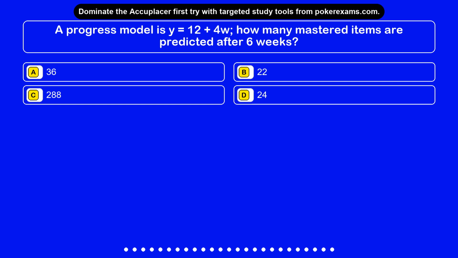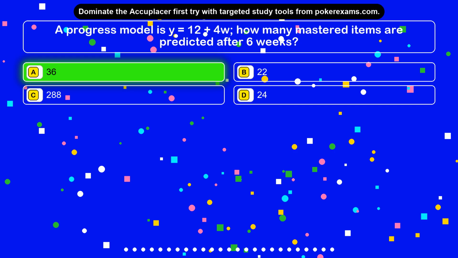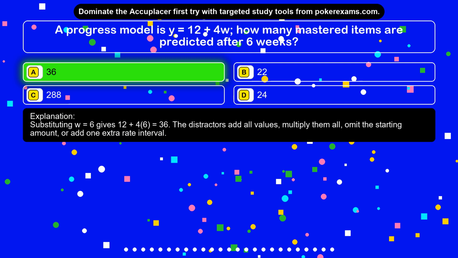How many mastered items are predicted after 6 weeks? Option A, 36. Option B, 22. Option C, 288. Option D, 24. The correct answer is option A, 36. Substituting w equals 6 gives 12 plus 4 times 6 equals 36. The distractors add all values, multiply them all, omit the starting amount, or add one extra rate interval.